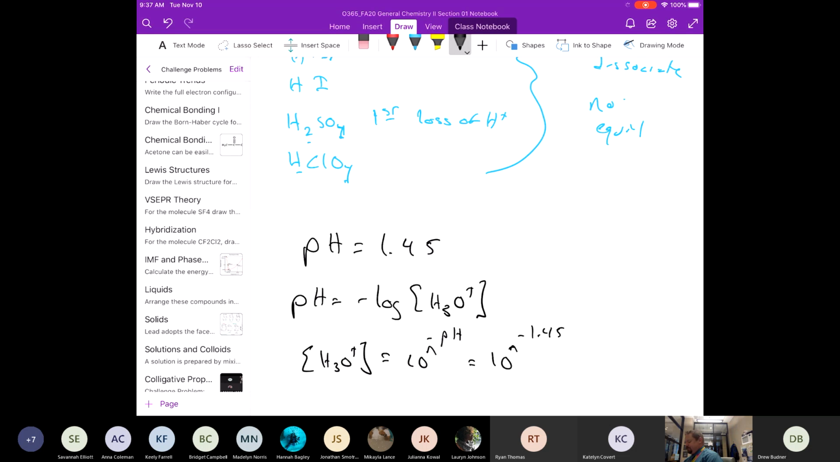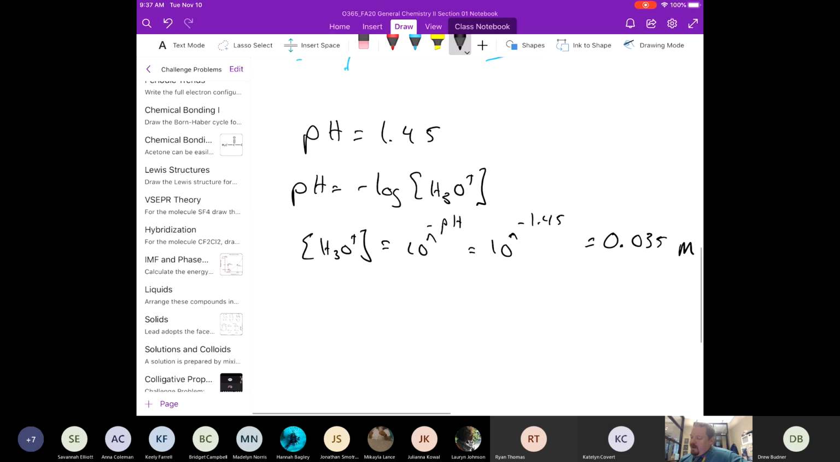And when we do that, we get a concentration of 0.035 molar for the H3O plus concentration, right?